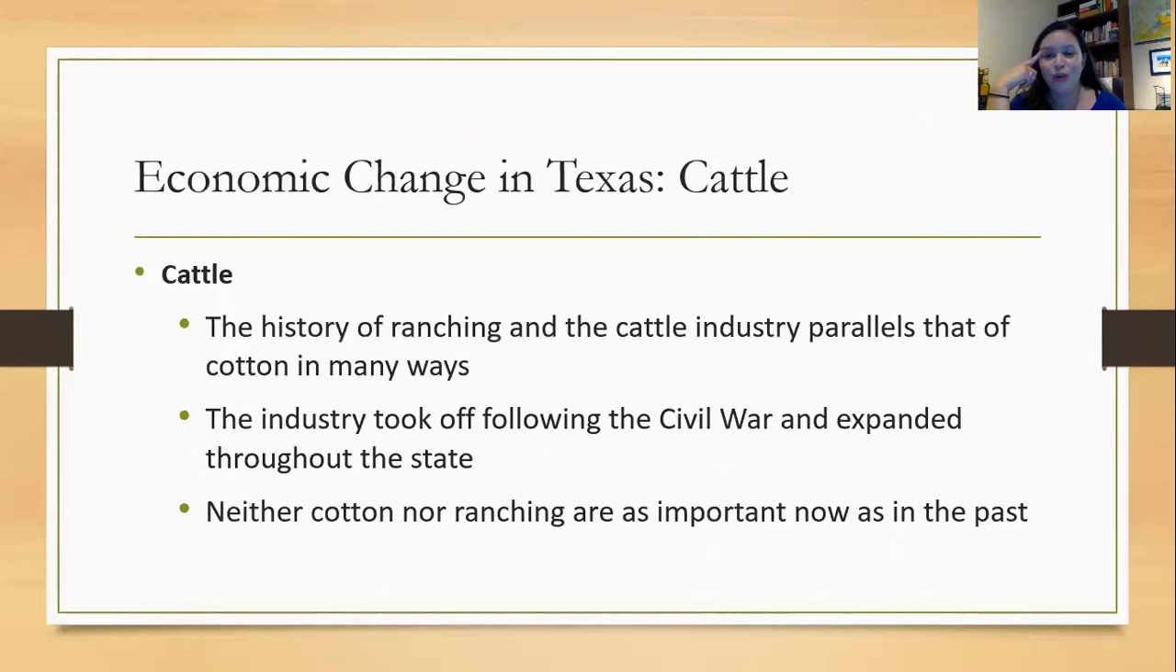This was following the Civil War. It was super important. But funny enough, neither cotton nor ranching are as important as they were in the past, but they're still a big part of Texas culture. So that's really helpful to keep in mind as you're thinking about the Texas economy.